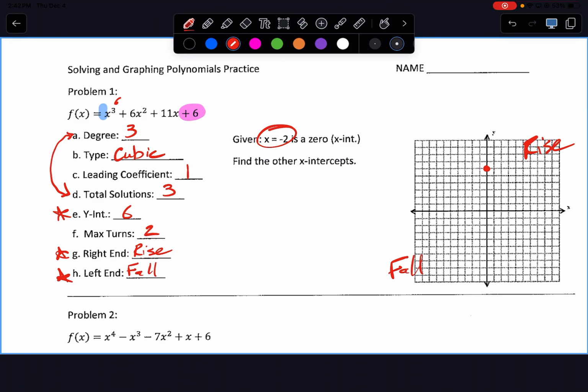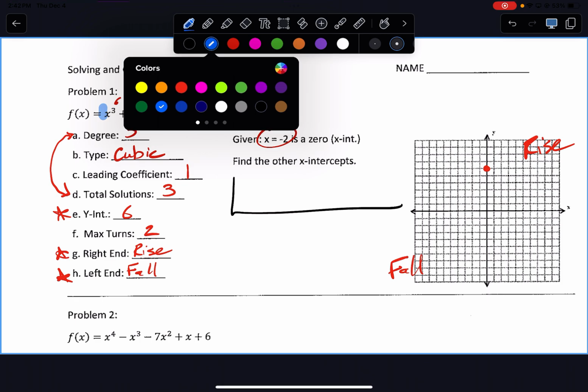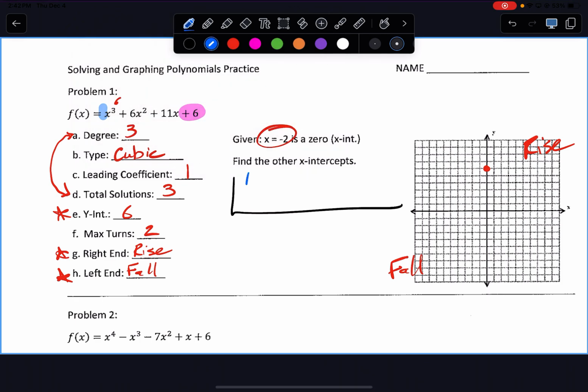So what strategy did we work on yesterday that we can use to solve? Yes, we can use our synthetic division. So we're going to create our bracket. And then our blue numbers at the top, we do not skip any in our polynomial. So we're going to go 1, 6, 11, 6. And then my red number is going to be the solution that was provided to me, so -2.